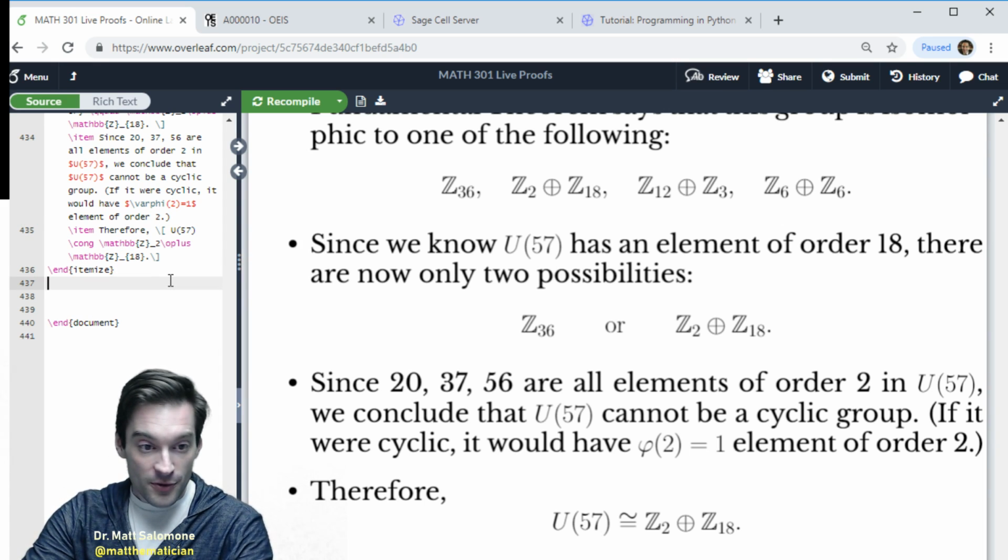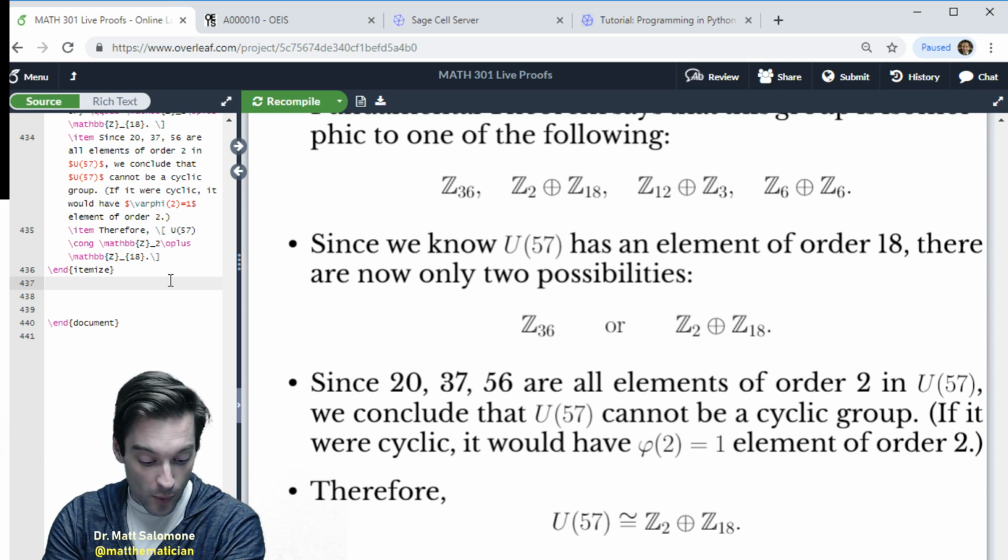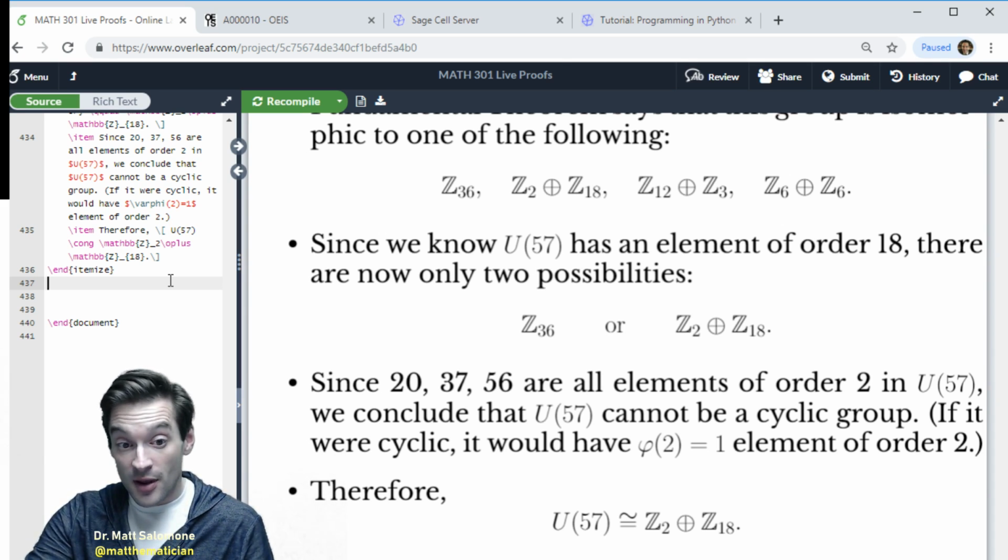So I want to pause here for just a minute, and then when we come back, I want to do just one more example of a problem that's going to give us a chance to talk again about permutations and talk about isomorphism. So we'll come back in just about half a minute or so and do one last example.